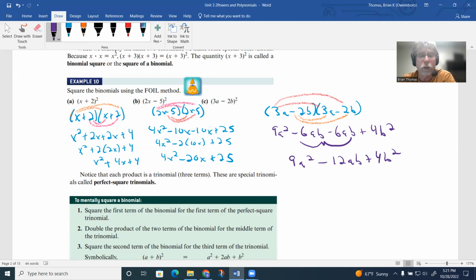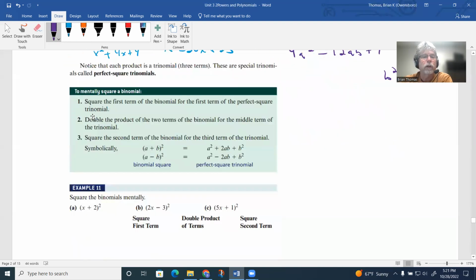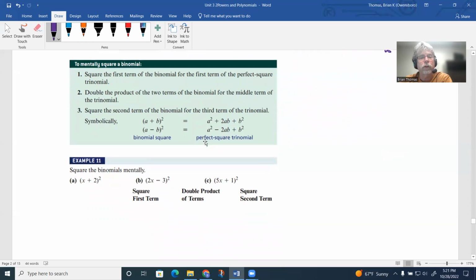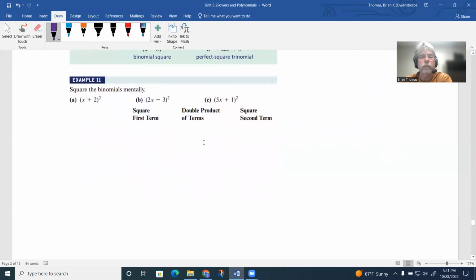So what we pick up on is there's actually going to be this pattern. To square a binomial, you square the first term of the binomial, and then you multiply the first term and the second term of the binomial together, and then double it. That'll give you your middle term. And then all you got to do is square the second term to get the third term of the trinomial. So notice how when you square a binomial, you're going to end up with a trinomial.